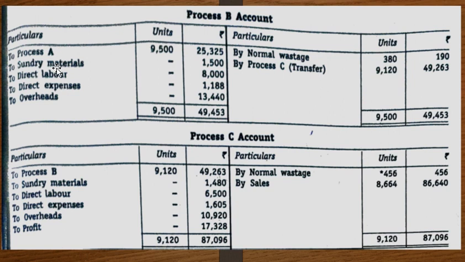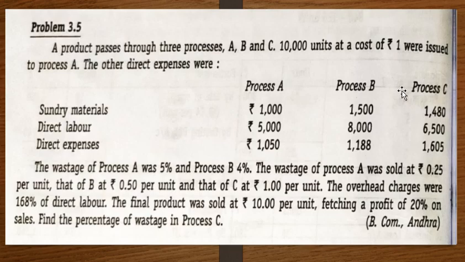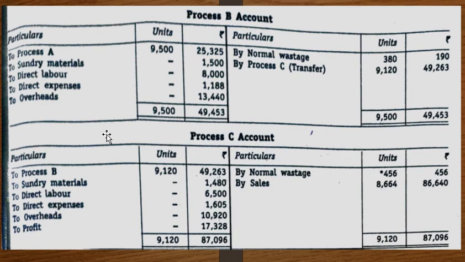Then we will consider all the expenses which are given in the question. Sundry material 1,500, direct labor 8,000, direct expenses 1,188, which is carried in the calculation. So sundry materials, direct labor and direct expenses are taken. Then your overhead expenses, as stated in the question, is 168 percentage of direct labor.